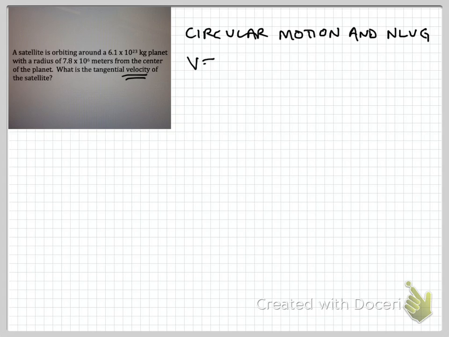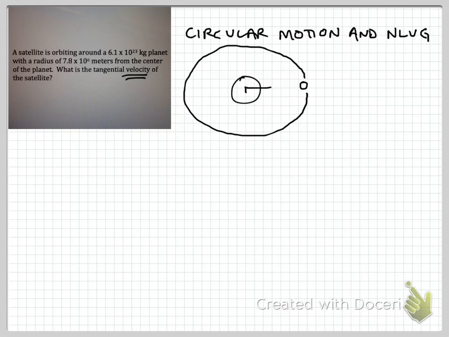My first thought is let's take a look at velocity. V equals 2 pi r over t. The problem is, if you look at the problem, there's no time, at which point many of us might give up. But let's take a look at what this problem actually is involving. It's involving a planet with a satellite that's going around it. And we happen to know the radius, or the distance the satellite is from the planet. And we know that it's going in a circle.